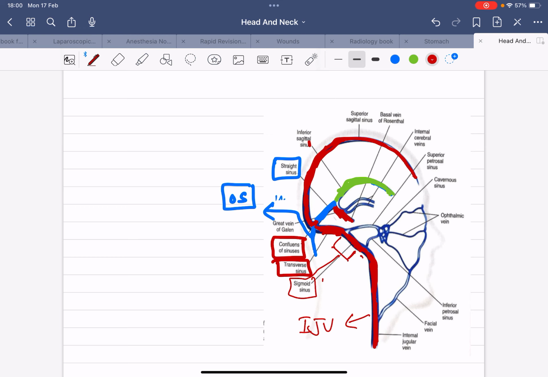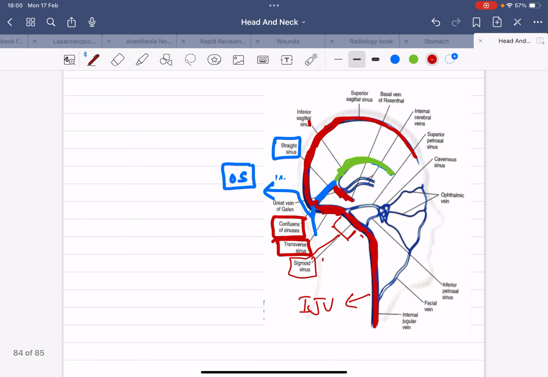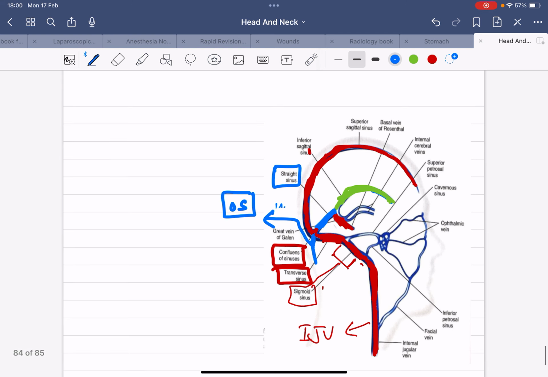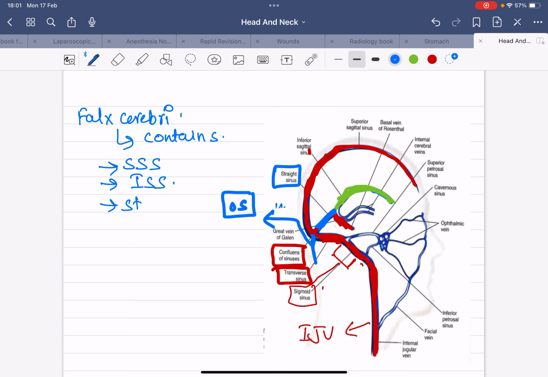Now one thing you must remember, that the superior sagittal sinus and the inferior sagittal sinus both are present along with your straight sinus. They are present in the falx cerebri. So please remember, the falx cerebri, which is a double fold of dura mater, contains number 1, superior sagittal sinus, number 2, inferior sagittal sinus, and number 3, at the base it contains the straight sinus.